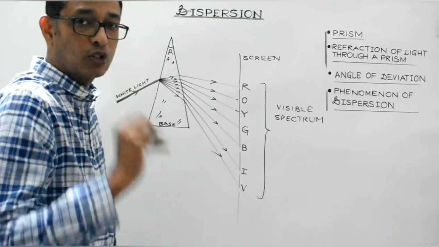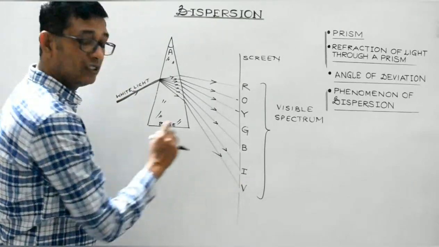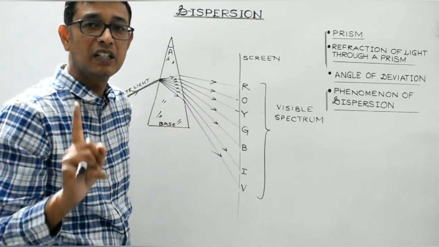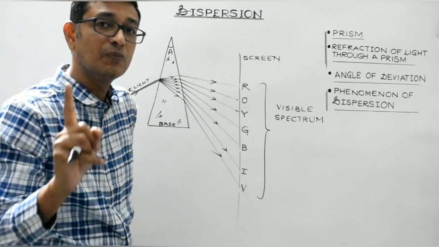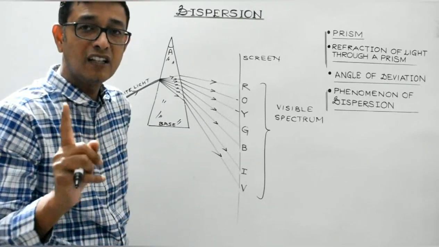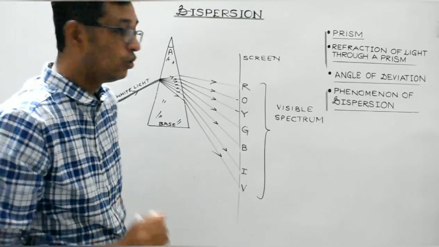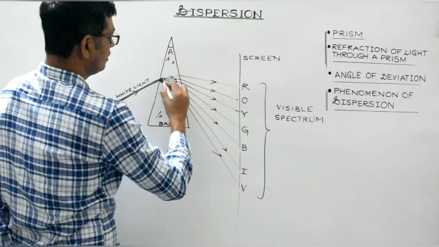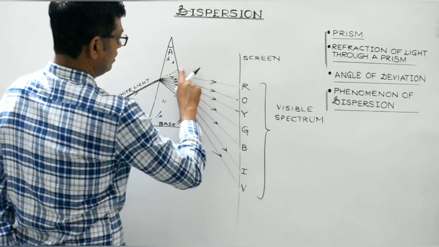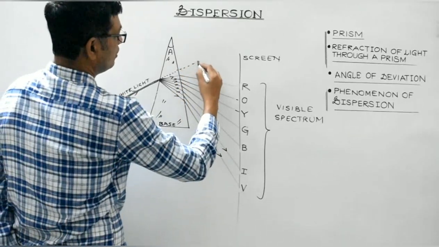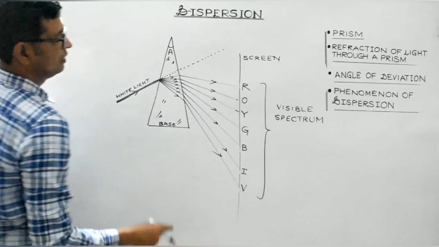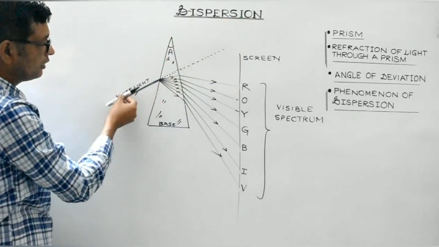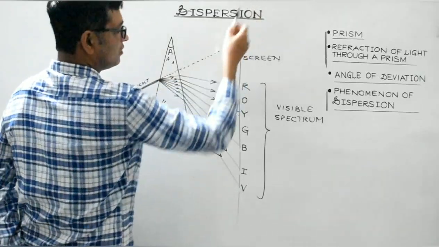And most importantly, just before this ray diagram, we have discussed mathematically that violet color suffers maximum deviation and red color suffers minimum deviation. So that is to be represented in the diagram. So this is the incident ray when produced. If the prism were absent, then white light would have travelled along this straight path, right?